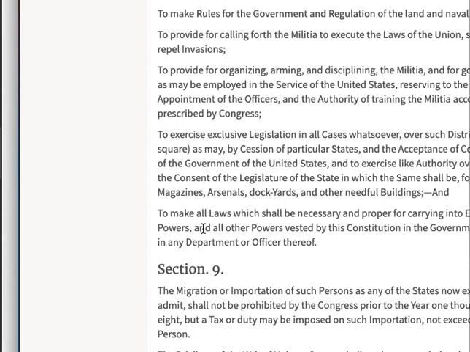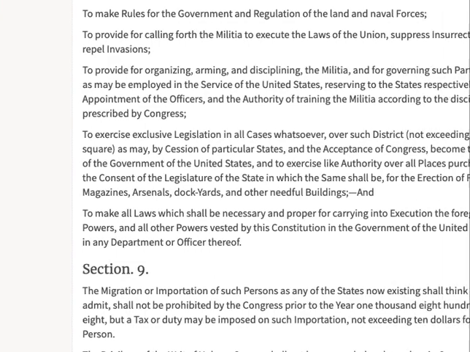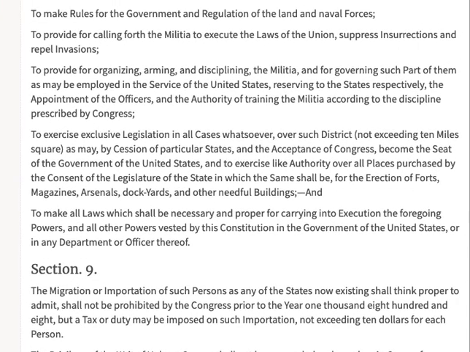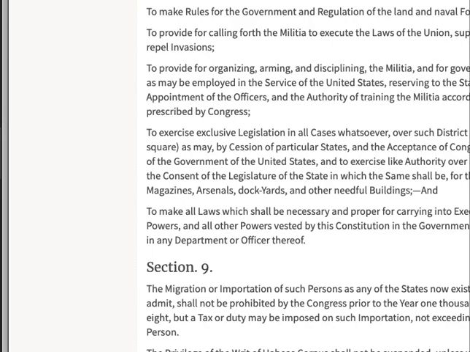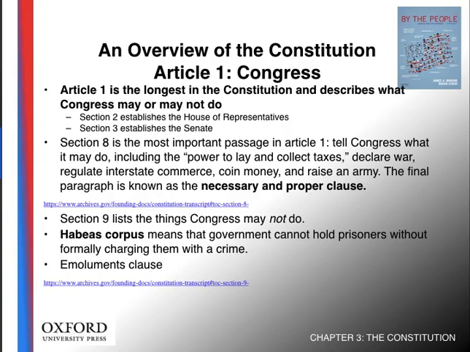At the end, it says, and they can make all laws which shall be necessary and proper for carrying into execution the foregoing powers and all other powers vested by this Constitution in the government of the United States or in any department or officer thereof. So basically, the Necessary and Proper Clause has a nickname. It's called the Elastic Clause. It's basically saying we've listed all the things that Congress can do, but there may be some things that we're not sure of or that we didn't think of.